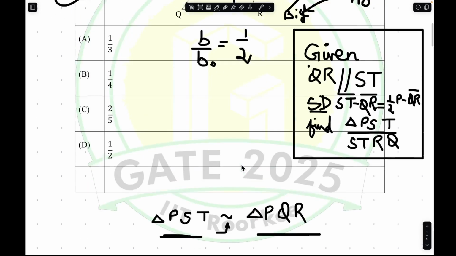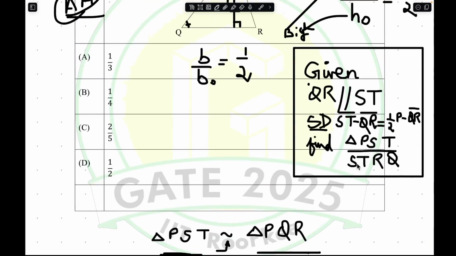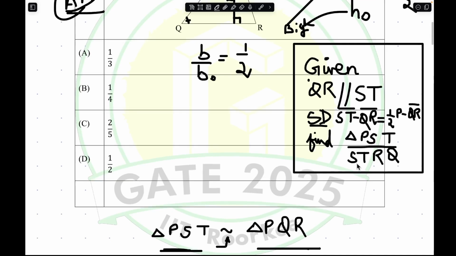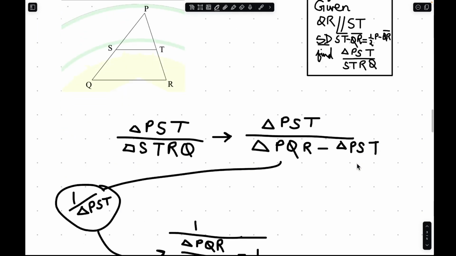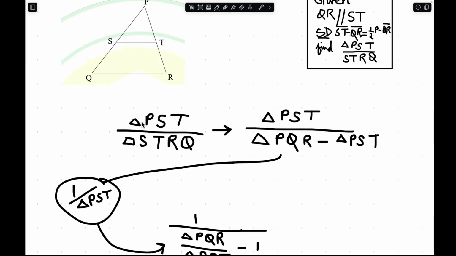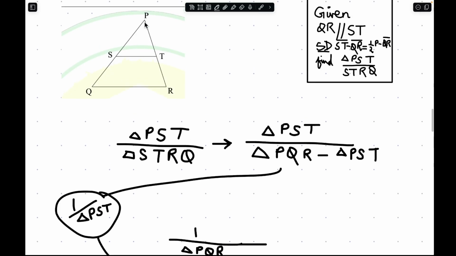Now let's move further. What exactly do we need to find? This thing, right? So let's work on that, because understanding the question well is half of solving it. So let's try to break that portion down. This is what we are trying to find: the area of triangle PST by the area of the trapezoid SQRT, right? Now the area that this trapezoid holds is basically the area of the bigger triangle minus the smaller triangle area, right? So let's write it like that. I've written it like this.